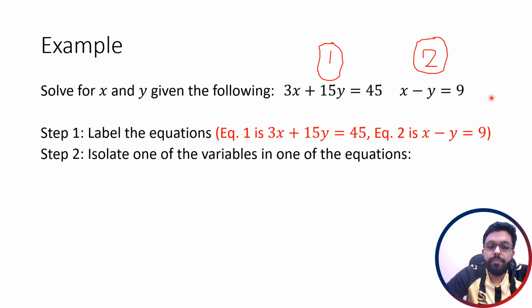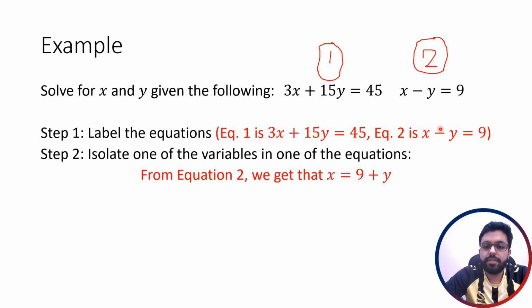This is equation 2. Now, the way I wrote out the steps is: isolate one of the variables in one of the equations. So I'm going to isolate x in equation 2. That's just my choice. You could isolate y. You could do it in the other equation if you wanted. Doesn't matter. I'm going to isolate x in equation 2, and I get that x equals 9 plus y. You can get that by adding y to the left side and to the right side in equation 2. You'll get x minus y plus y, that's just x, equals 9 plus y. So you get x equals 9 plus y.